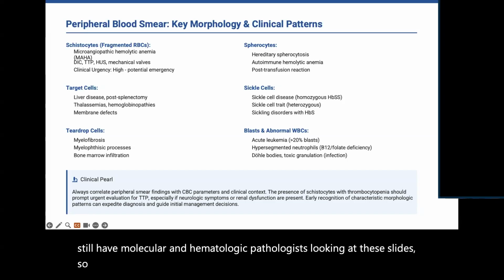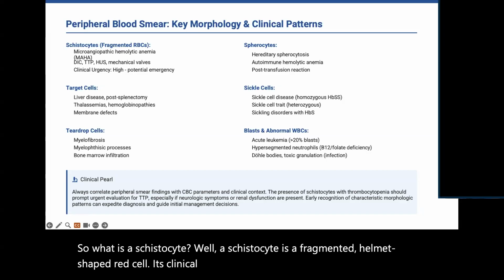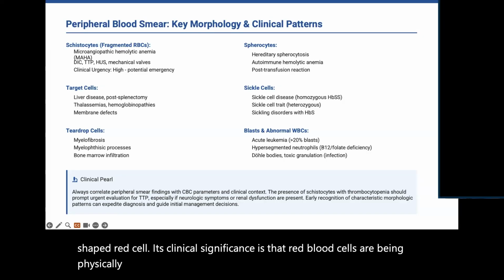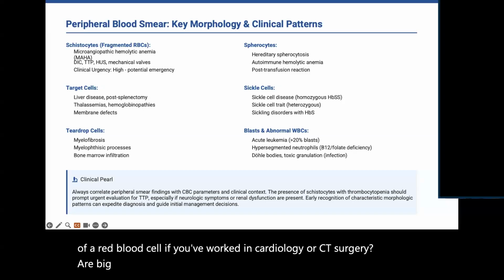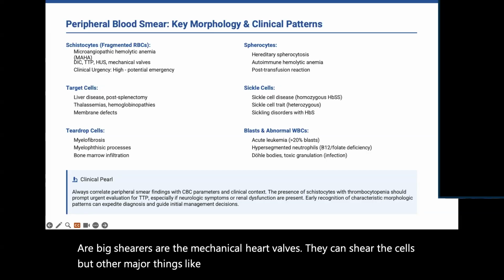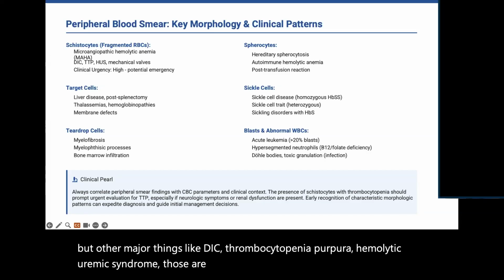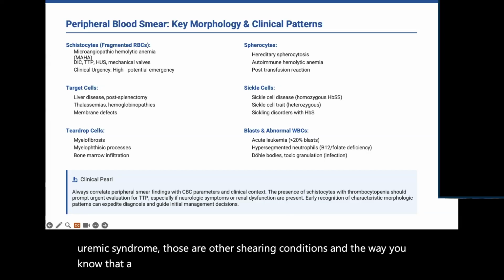So what is a schistocyte? Well, a schistocyte is a fragmented helmet-shaped red cell. Its clinical significance is that red blood cells are being physically sheared in the circulation. Now, what do you think might cause shearing of a red blood cell? If you've worked in cardiology or CT surgery, our big shearers are the mechanical heart valves. They can shear the cells. But other major things like DIC, thrombotic thrombocytopenic purpura, hemolytic uremic syndrome, those are other shearing conditions. And the way you know that a shearing condition is going on is you will see schistocytes on the slide.